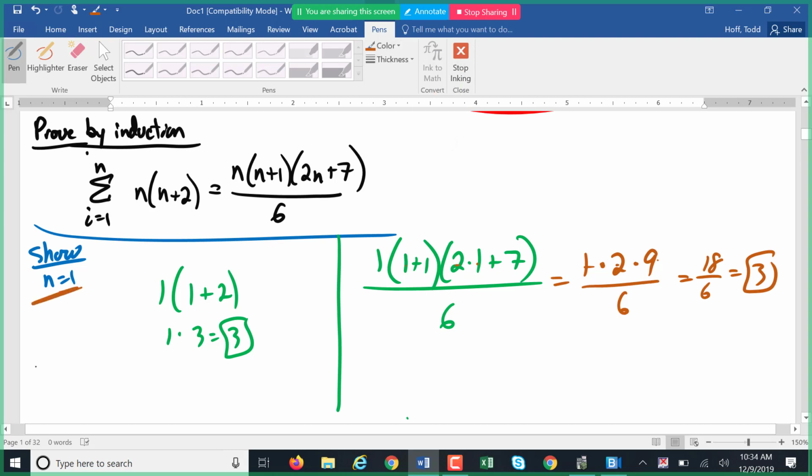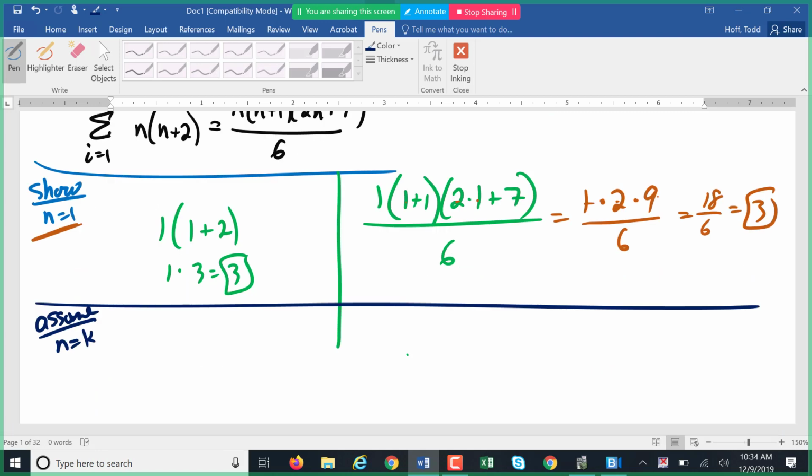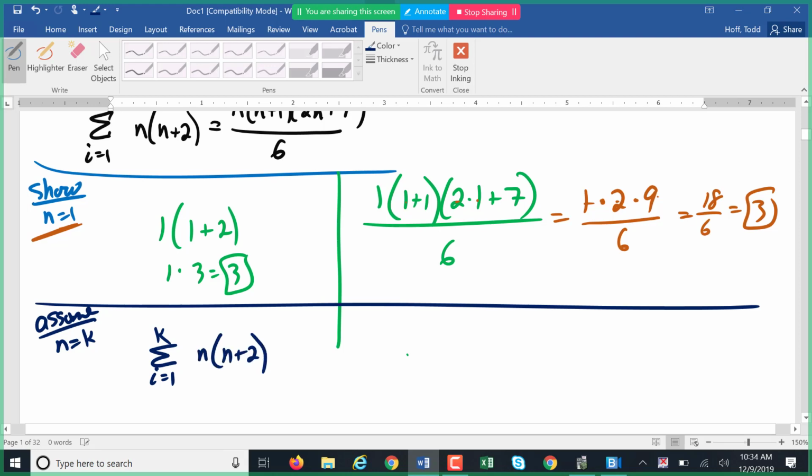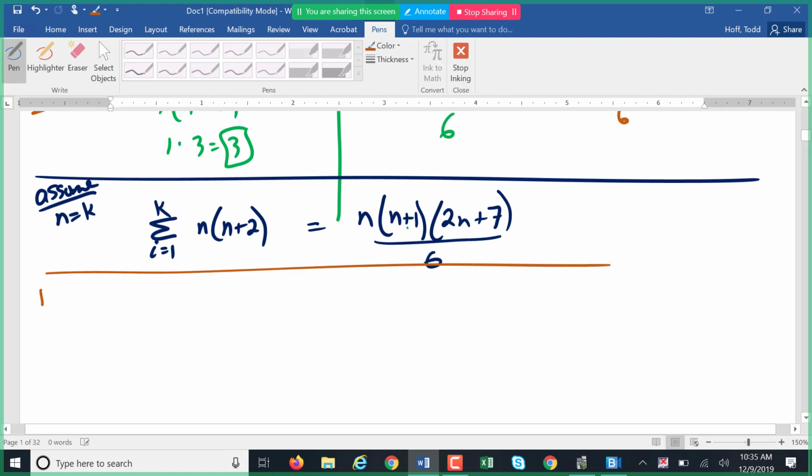Now we make our big assumption. We assume for n equals k, that for i equals 1 to k, i times i plus 2 is equivalent to k times k plus 1 times 2k plus 7 over 6. And now we're going to prove it for n equals k plus 1.